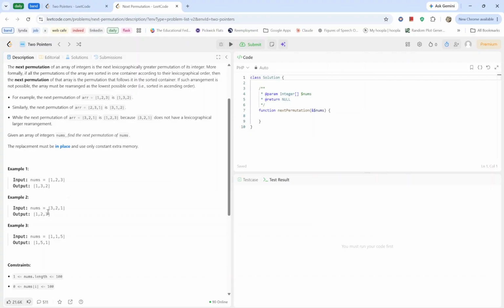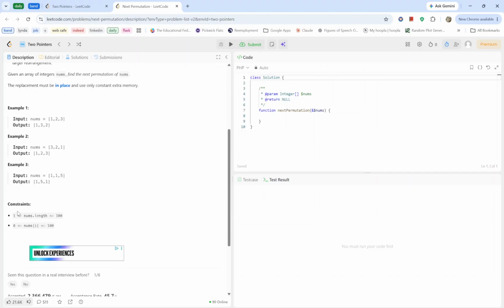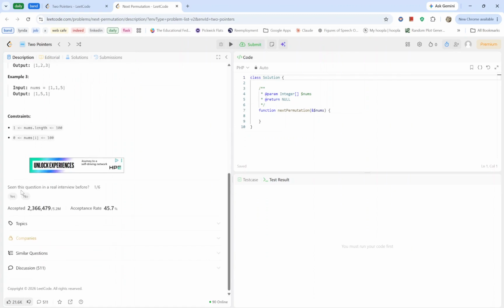I know I definitely need to read this again, but for the constraints, the nums length is going to be 100 or less, or 1 or greater. And the numbers within the array are going to be from 0 to 100.